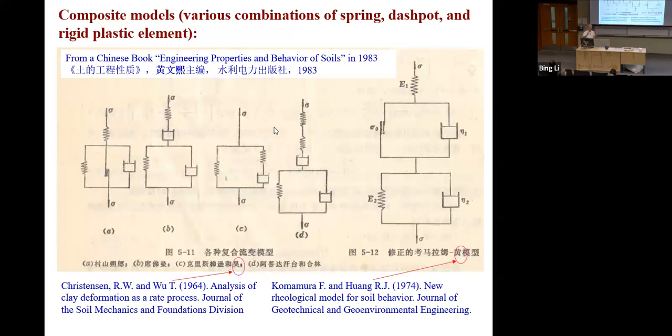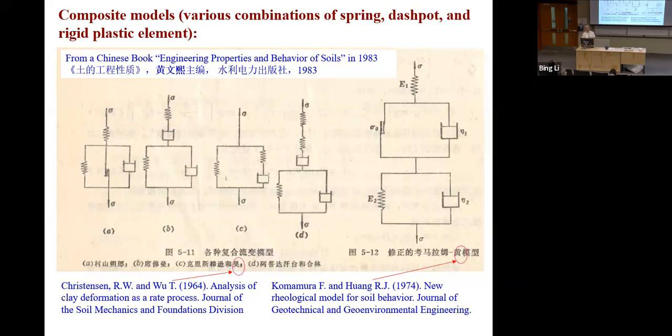And there are many other models, a combination of springs, dashpots, plastic joints, many. I won't go into details. There are many different names you can see, but all these kinds of models are considered linear rheological models. Of course, when it reaches the plastic hinge limit, maybe we have plastic. Before that, everything is linear rheological models.